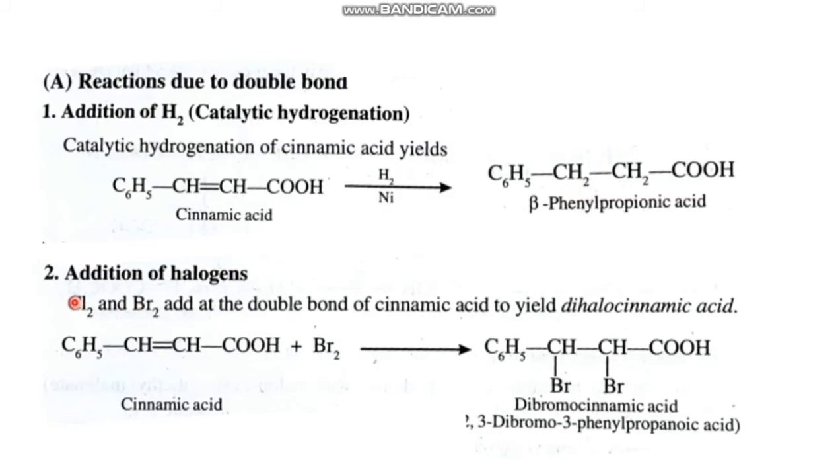Then second reaction, addition of halogens. In this reaction, the halogens can add at the double bond of cinnamic acid, yielding dihalocinnamic acid. Here let us consider an example. The cinnamic acid is reacted with bromine.